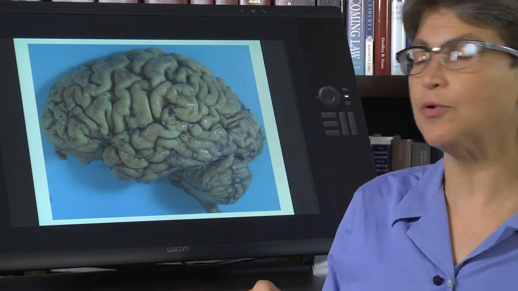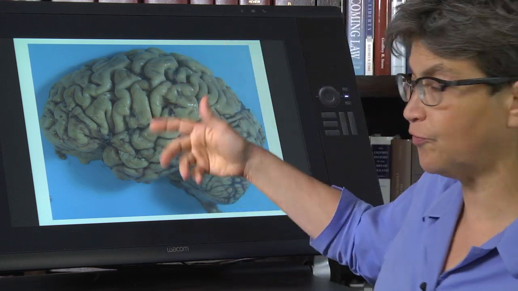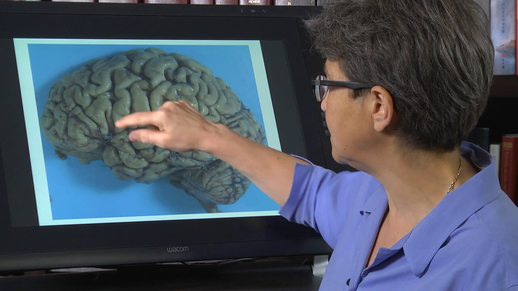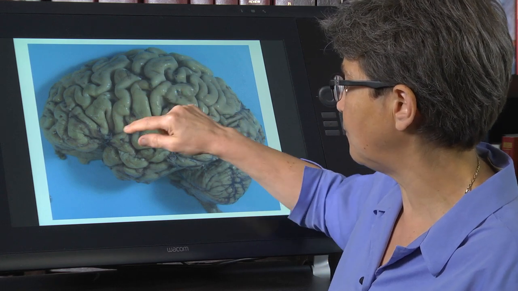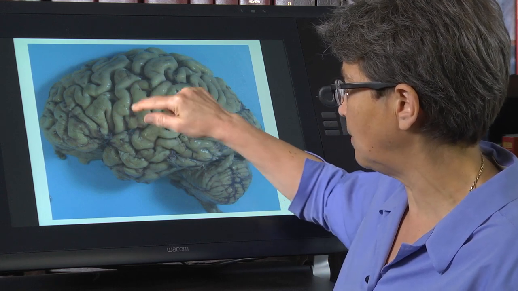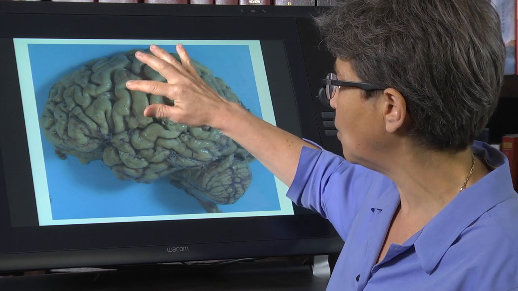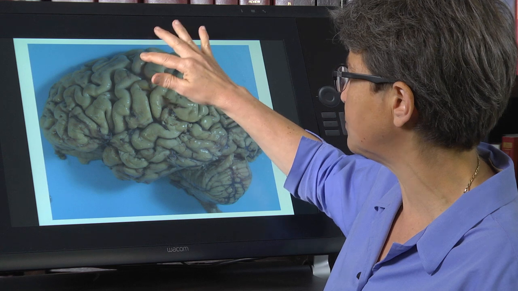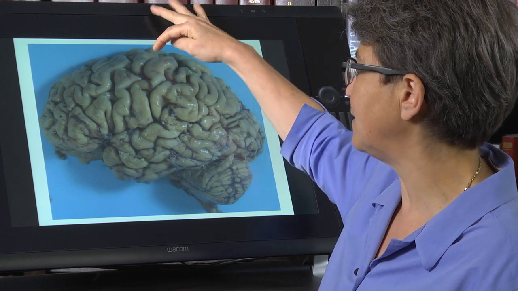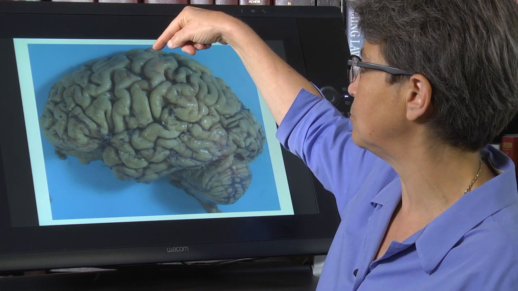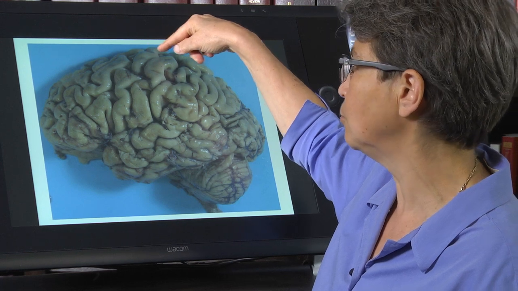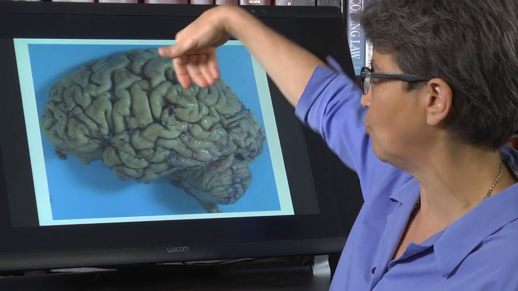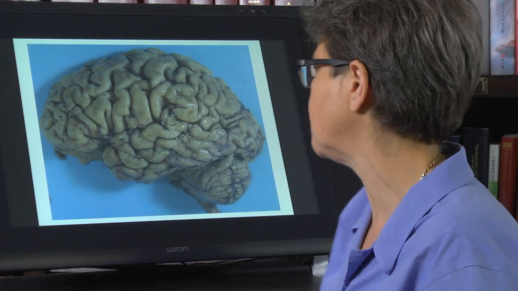And remember that the motor strip has a topography so that the head, the facial muscles are represented here, whereas the hands and arms and then legs and then the glutes are represented over on the medial surface of the hemisphere.